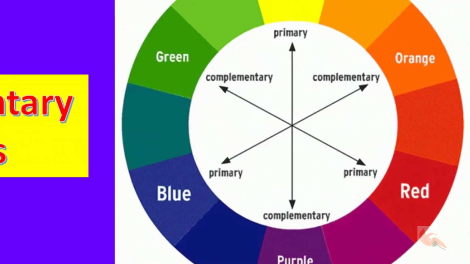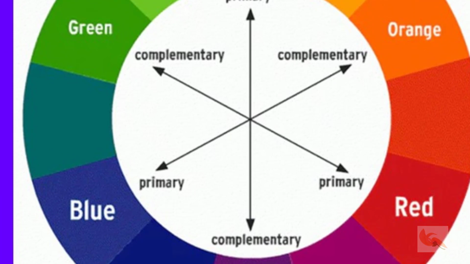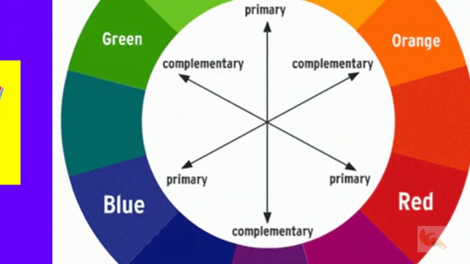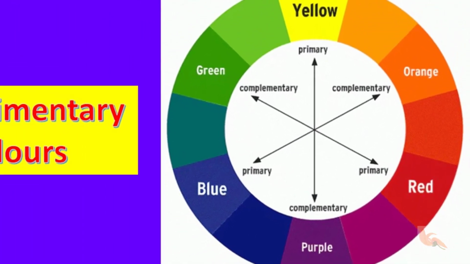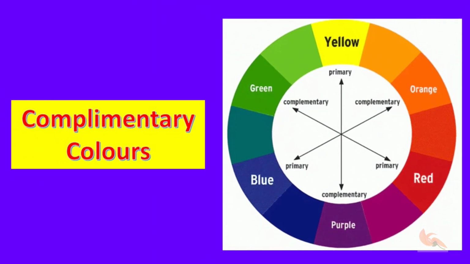For example, the complementary of green, here you can see, is red, and that of blue is orange, and that of purple is yellow. And of course you can also find the complementaries of in-between supplementary and tertiary colors.